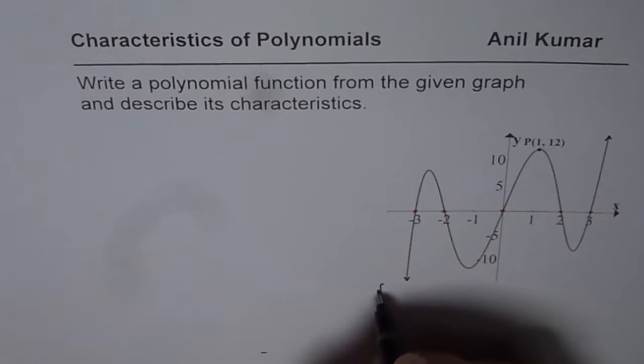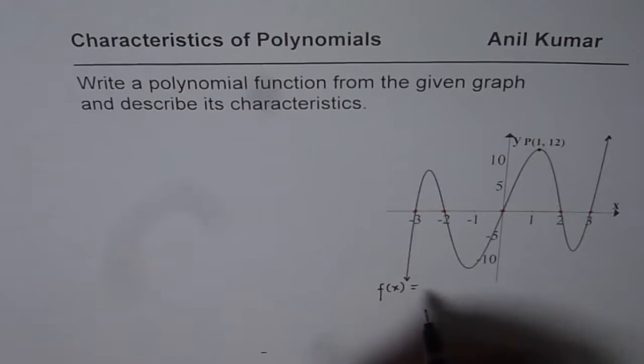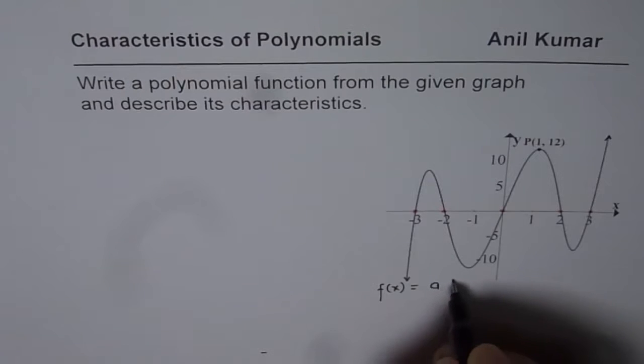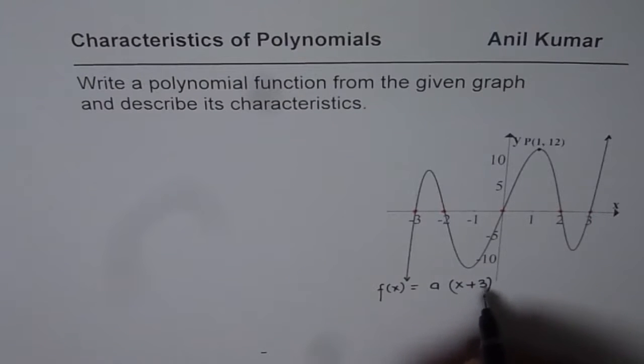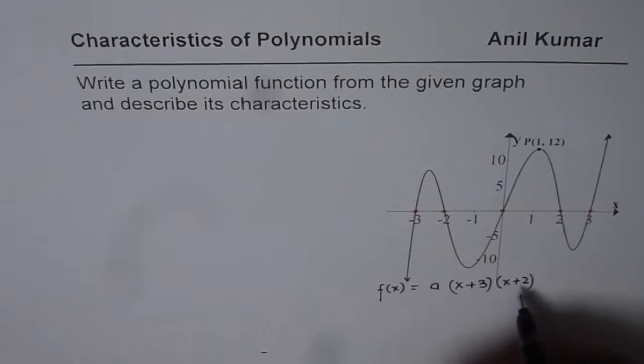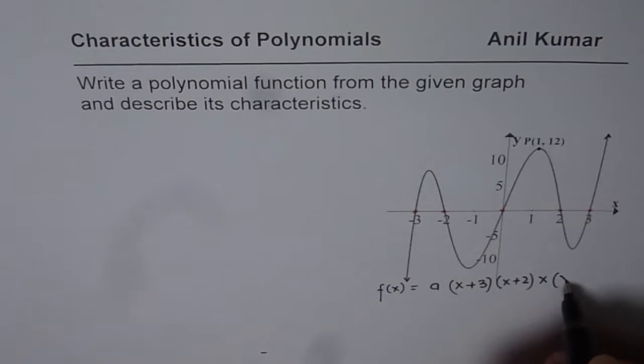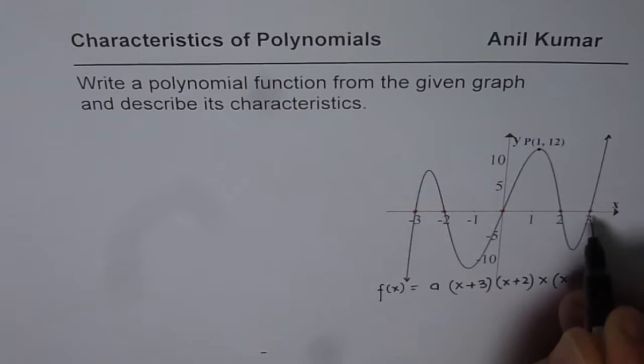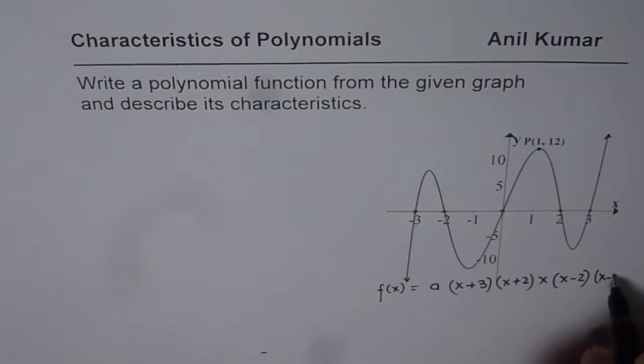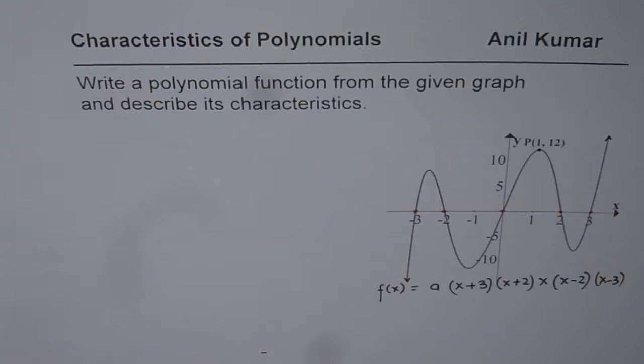So let me write this as f of x equals a times, first zero is at minus 3, so the factor will be x plus 3. Then this zero is at minus 2, the factor will be x plus 2. Then we have a zero at x equals 2, which means the factor is x minus 2, and here the factor is x minus 3. That is going to give you a zero at 3. Now that becomes the equation.